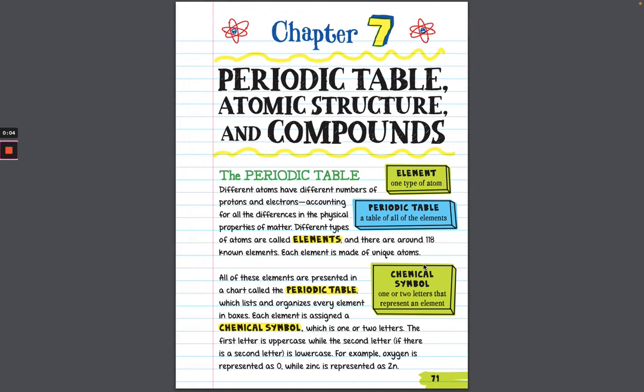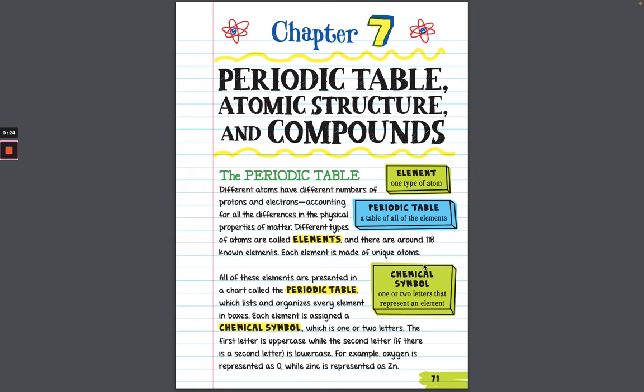The periodic table. Different atoms have different numbers of protons and electrons, accounting for all the differences in the physical properties of matter. Different types of atoms are called elements, and there are around 118 known elements. Each element is made of unique atoms. An element is one type of atom, and the periodic table is a table of all the elements.